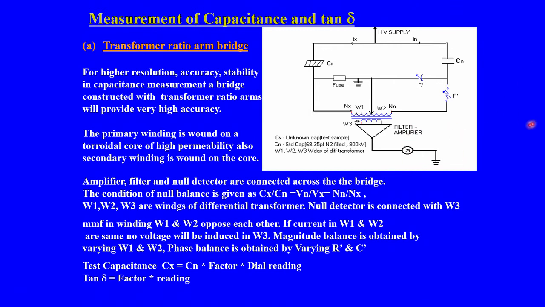Similarly, tan delta, the loss factor, could be measured with the multiplication factor into the reading which is obtained on the meter after the null has been achieved on the null detector. So, this is how a simple method for measurement of capacitance and tan delta for equipment is carried out in the laboratories. There are several other bridges which also will help in measuring the capacitance and tan delta.